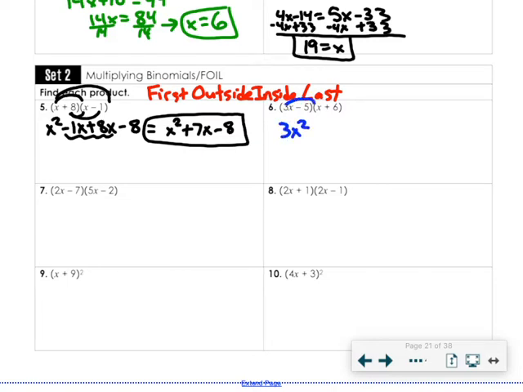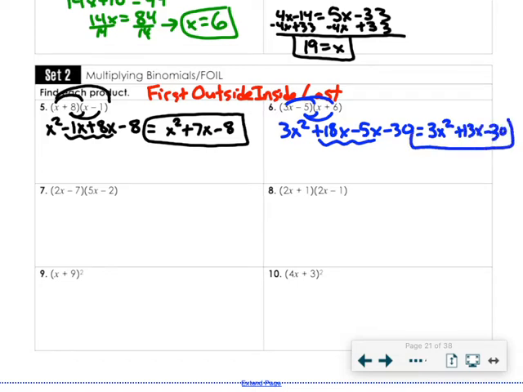So going through and doing the same thing, 3x times x, that's going to give me 3x squared. 3x times 6 is going to be 18x. Negative 5 times x is going to be negative 5x. Negative 5 times 6 is going to be negative 30. Check these two. They should be like terms, which means we can add them together. So final answer of 3x squared plus 13x minus 30.